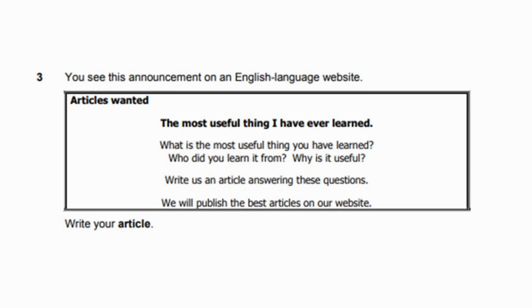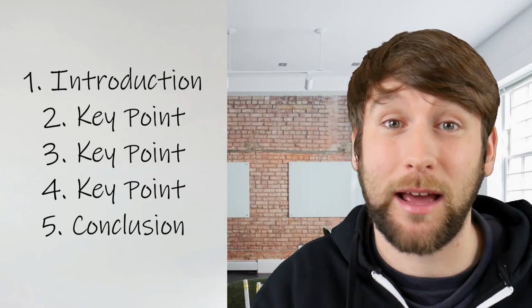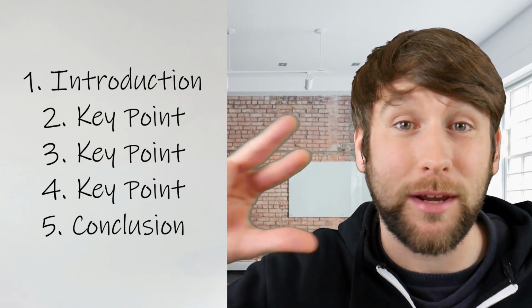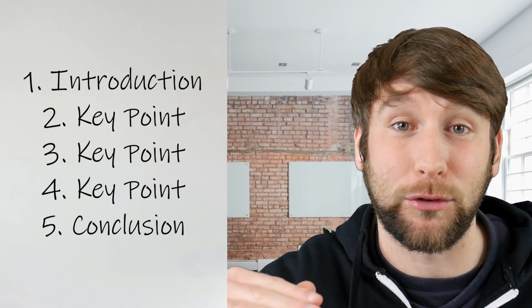And next we can focus on the key points to write about. What is the most useful thing you have learned? So we need to describe and explain that a little. Then, who did you learn from and why is it useful? So these 3 points are super important and should provide the basis for our initial plan. The best article structure is very similar to the essay in that it has an introduction, it has the 3 key points, and then it has a conclusion. And each of those key points paragraphs are going to be the ones that we take from the question.